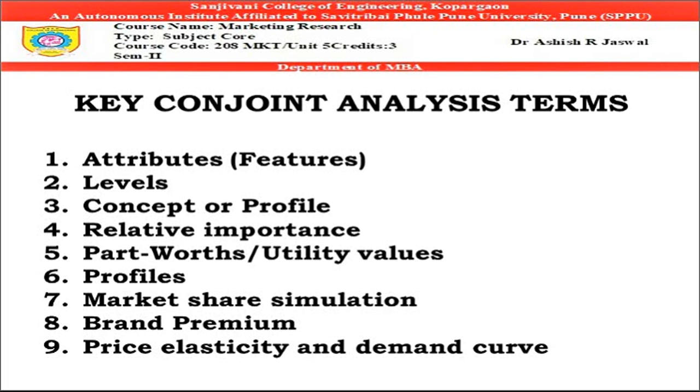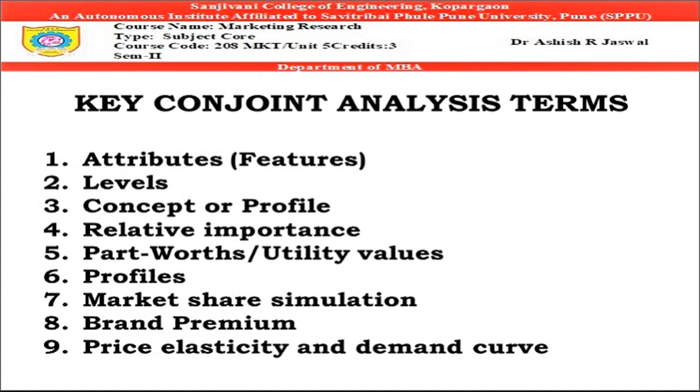The second term is levels. Levels are nothing but the specification of each attribute. What does it mean? If I say the attribute was brand, and I have different brands like Samsung, Dell, Apple, Asus, Lenovo, these are levels of an attribute. That is what we need to understand, and it is the term called level.